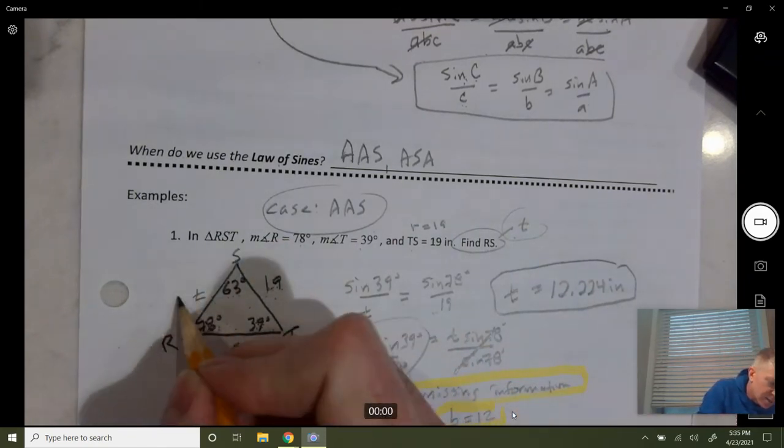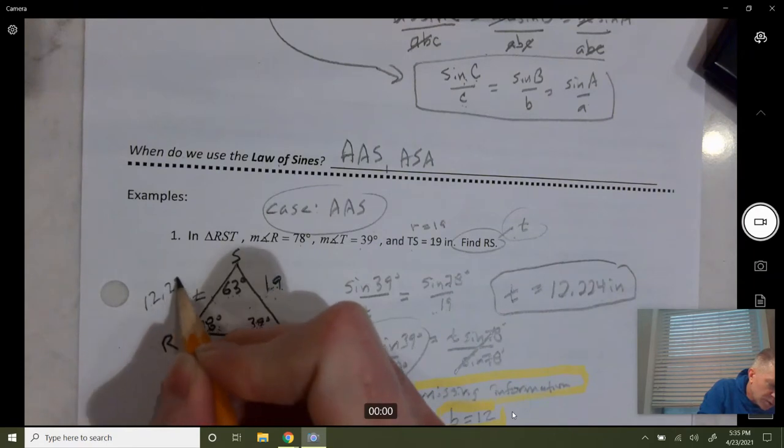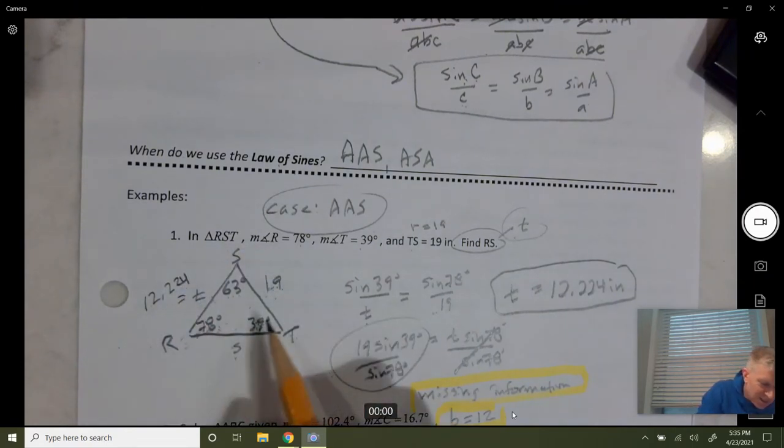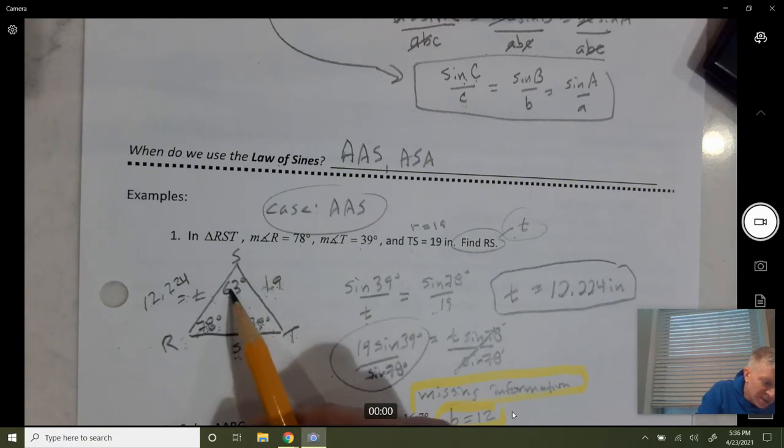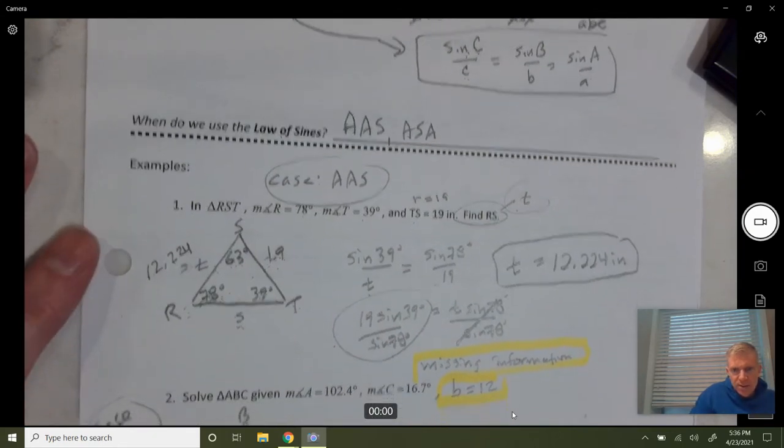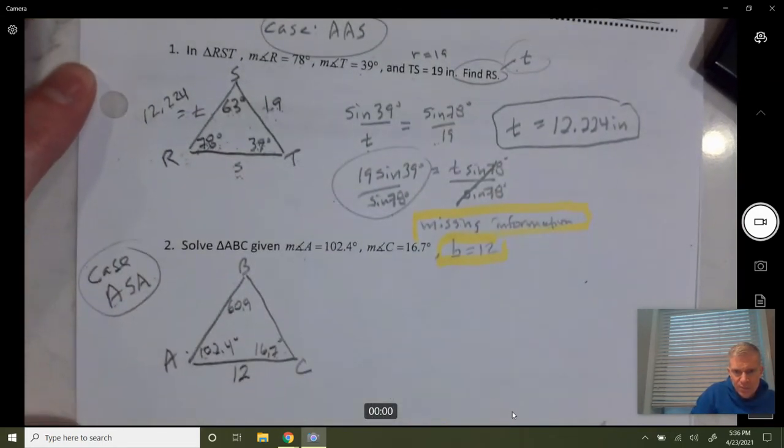That kind of makes sense. 12.224 at least passed the test that the smallest side should be across from the smallest angle, and that side is smaller than the side across from the biggest angle. So this side should be in between, because that's the middle angle. This should be the middle side. We could solve that for practice, but let's go to the next one.